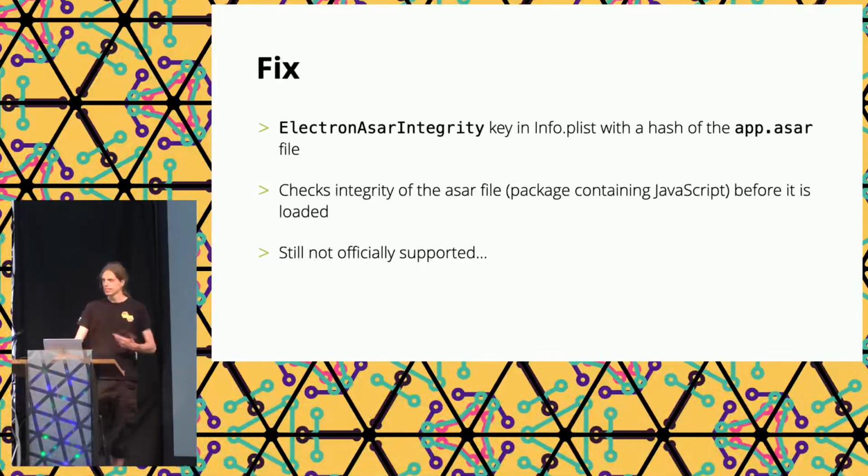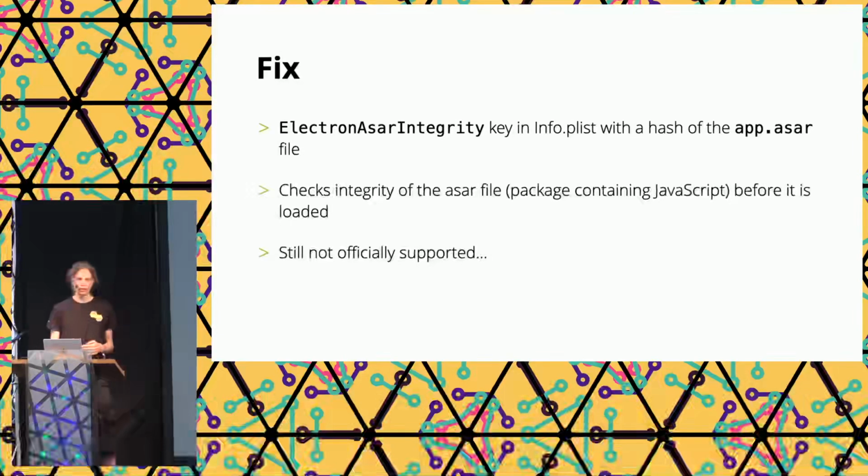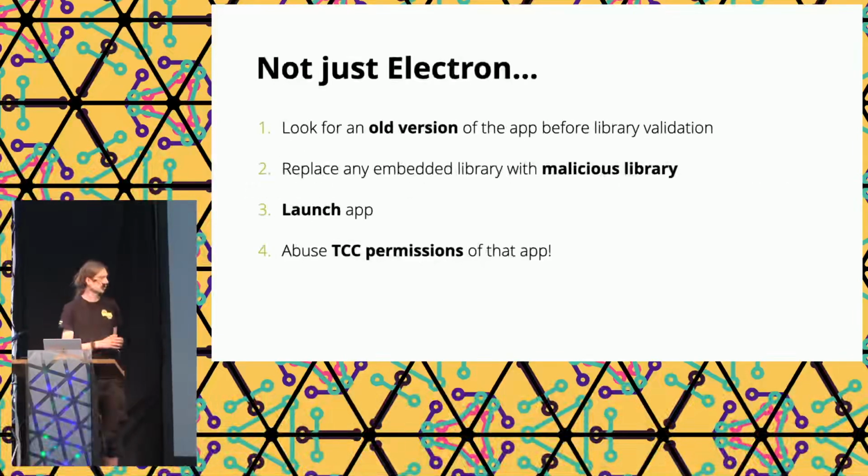But this is a technique you can apply more generally as well, so we're just bashing Electron here, but it can be used on many applications, because you can often find an older version of an application that was not protected as well. So for example, an older version that didn't use the hardened runtime. So then you can swap out a library with a different malicious library, launch the application, then abuse the permissions.